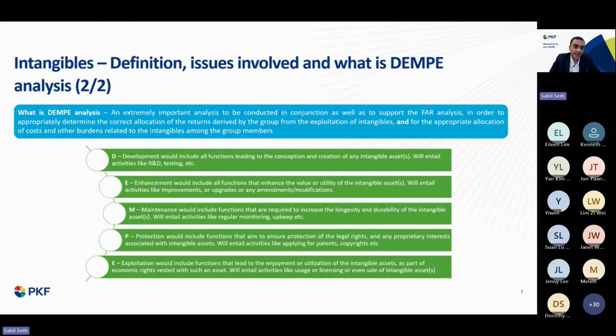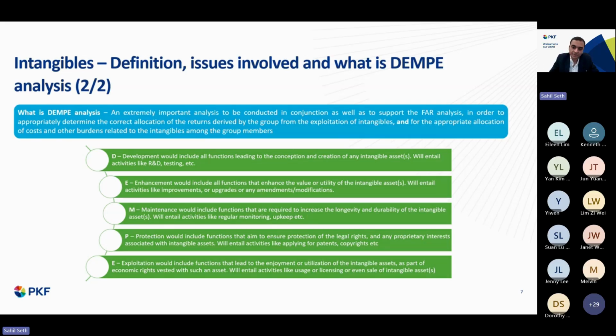The last is something which is called exploitation, right? So here I would just like to bring a small concept of legal ownership versus economic ownership in intangibles. Legal ownership, as the name suggests, is more towards the entity who is the owner of the patent, or who has applied for the patent for the intangible. Generally they are the ones who hold the title of the intangible, and they are the entity having the legal ownership, right?